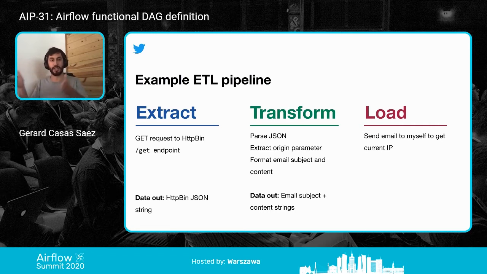I'm going to parse the JSON and extract the external IP from there. I'm going to format it into an email subject and content, or body. And then I'm going to load it, which is just sending me an email.